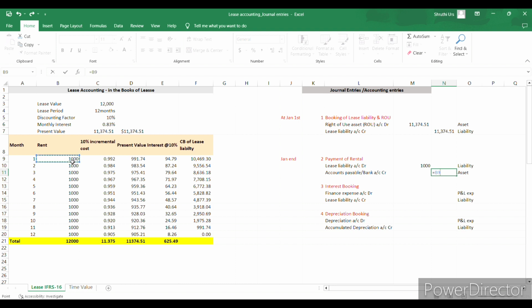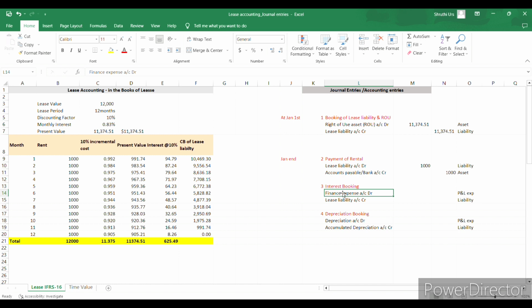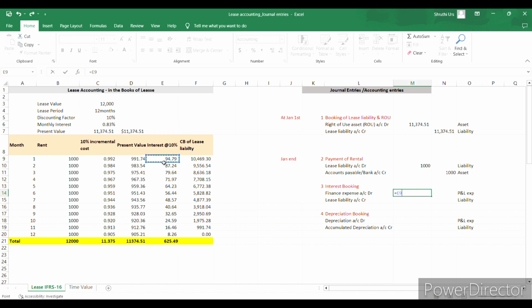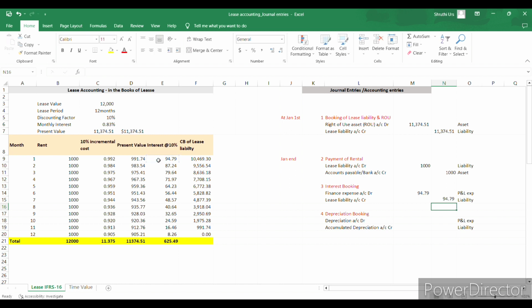So it is 1000. The next entry would be recognizing the interest expenses. So it is finance expense account debit, which will be your expense. So it hits your P&L expense side. And lease liability, it is increasing. So 94.79. The last entry, which everybody almost forgets, that is depreciation.